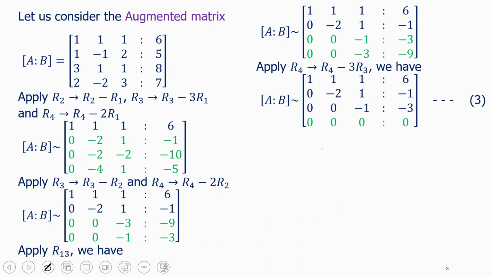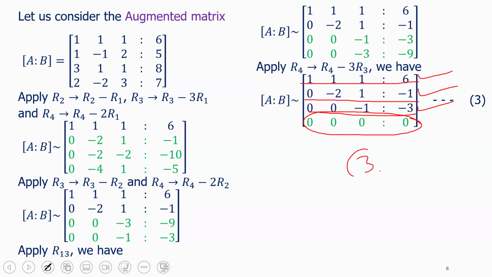Similarly, if we go to the whole augmented matrix, the first row is non-zero, the second row is also non-zero, the third row is also non-zero, and the fourth row is 0, 0, 0. So what is the total number of non-zero rows in the augmented matrix? We also have 3.